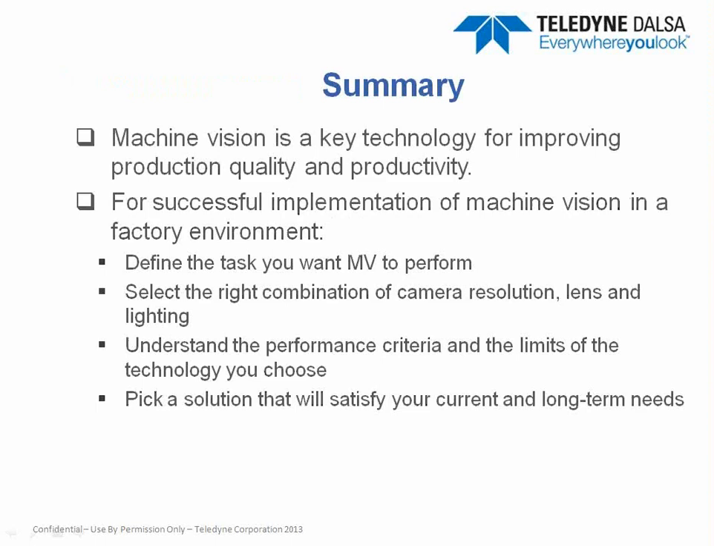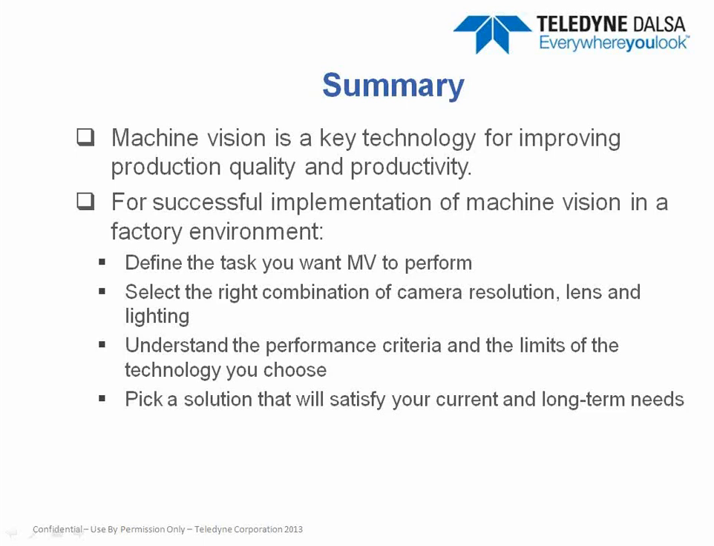So coming to the end, machine vision is very key to improving product quality, but you want to make sure that you take into consideration your factory environment. Pick your task that you want machine vision to perform, well defined, and then spend time selecting the right combination of camera, resolution, lens, and lighting. Again, a good image is key.